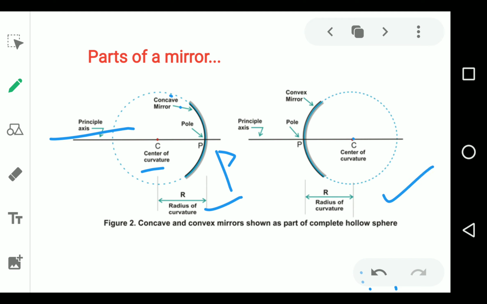The center of the imaginary circle which can be formed out of this small part of the mirror is known as the center of curvature. The point where the principal axis intersects the surface of the mirror is known as the pole, and the distance between the pole and the center is known as the radius of curvature. Okay, so these things you need to understand well to make the ray diagrams.